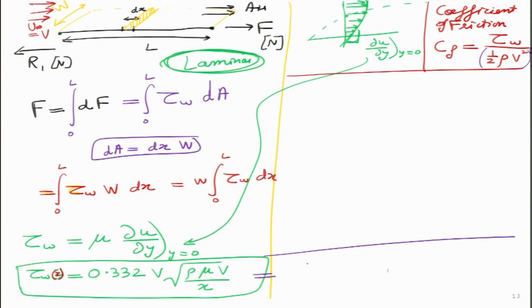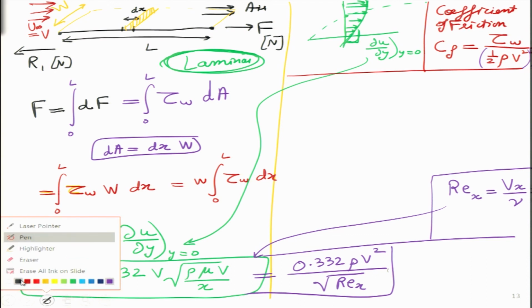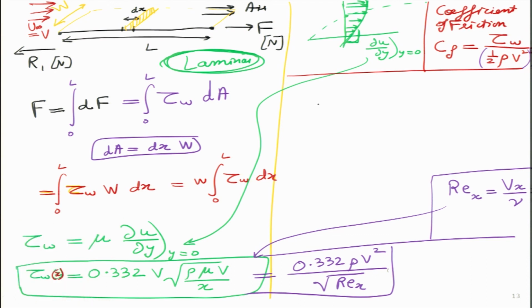This tau w I can also convert into Reynolds number. How can I do that? Reynolds number itself is a function of x, and I can say it is V into x divided by nu. If I plug this value in over here, what I will get is 0.332 rho V square divided by square root of Reynolds x. So, these are some very interesting results that we are getting, and let me complete it by writing the value of the friction coefficient as well.